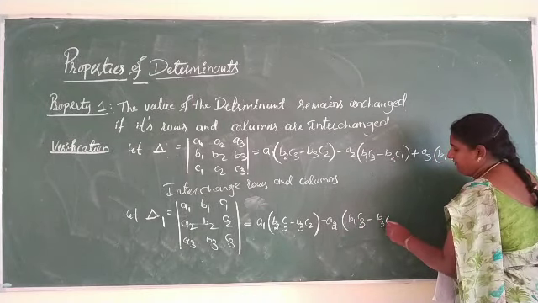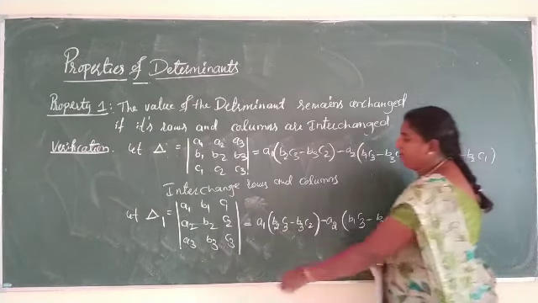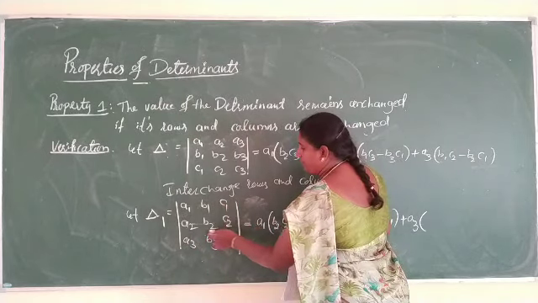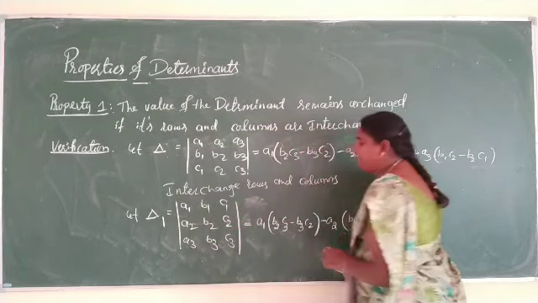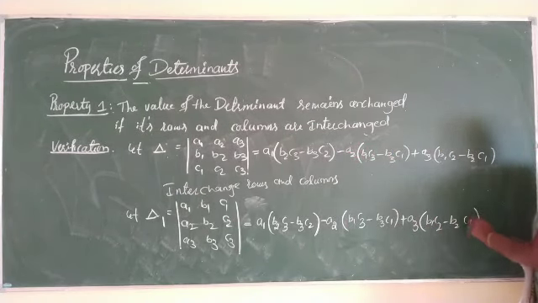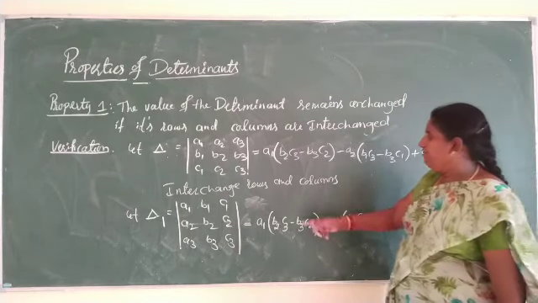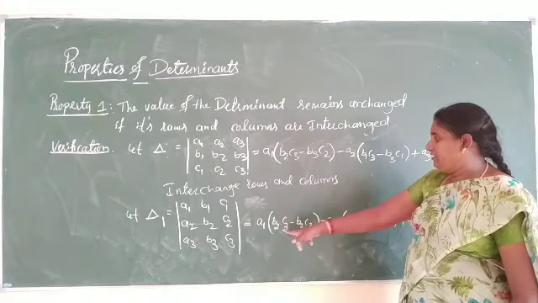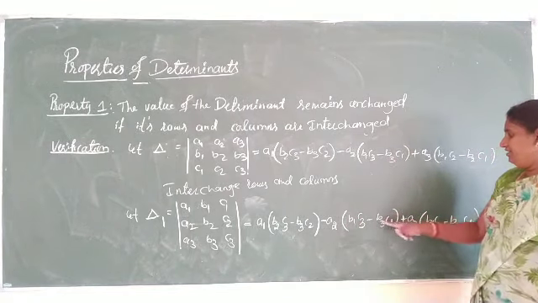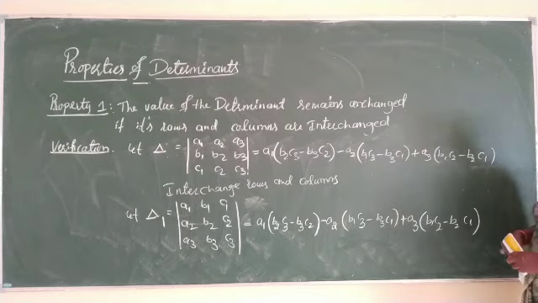Next plus the last one, A3. Where it lies, if you cancel that row and that column, these four elements give B1C2 minus B2C1. Now observe these values after expansion, they are the same. A1 into B2C3 minus B3C2, here also the same. Minus A2 into B1C3 minus B3C1, the same. Plus A3 into B1C2 minus B2C1, both are the same value.